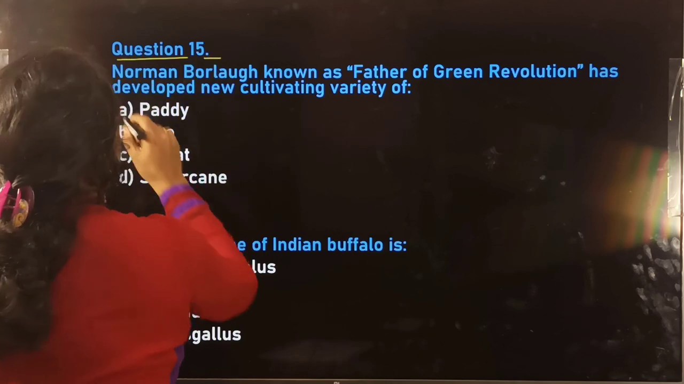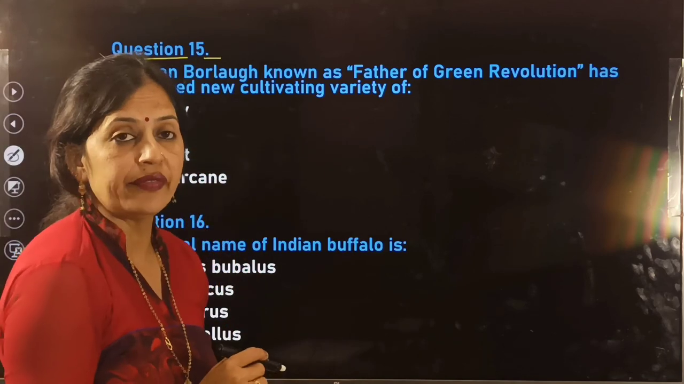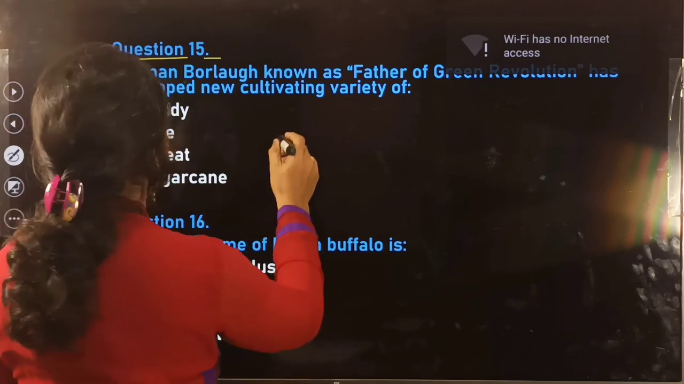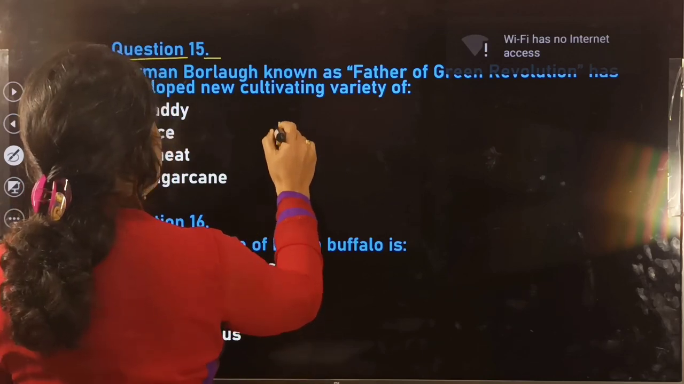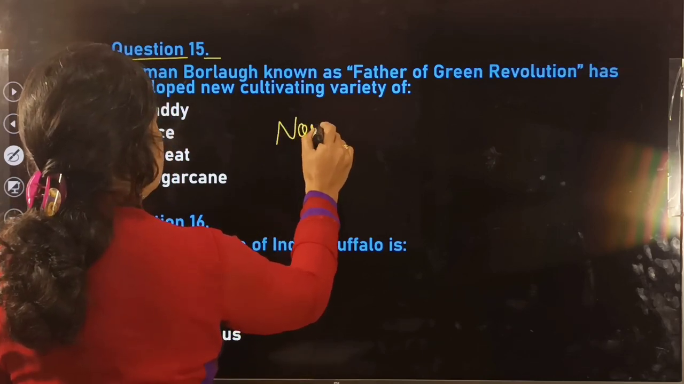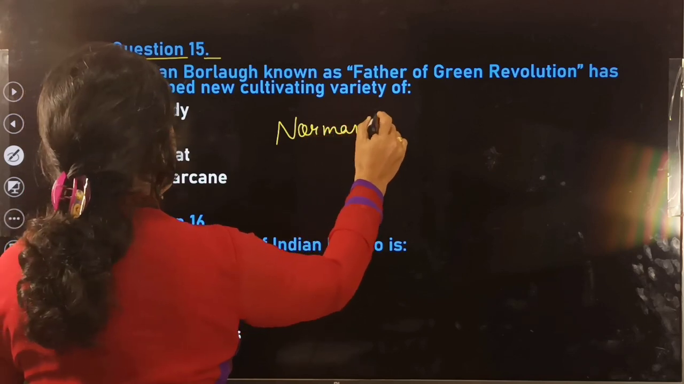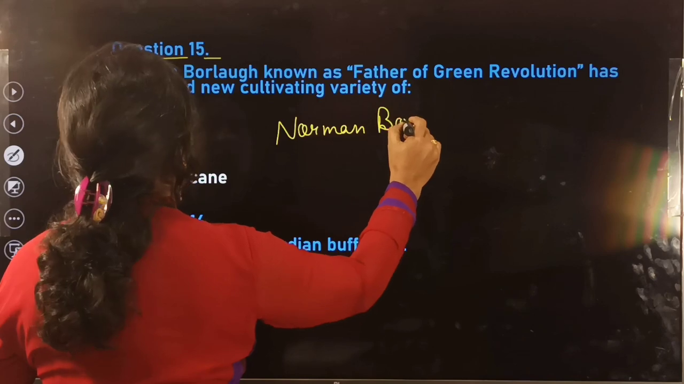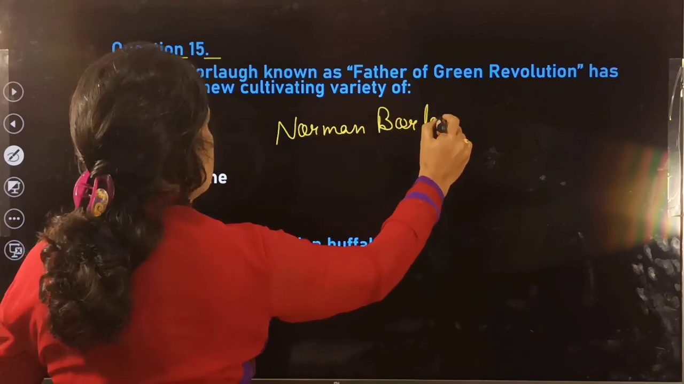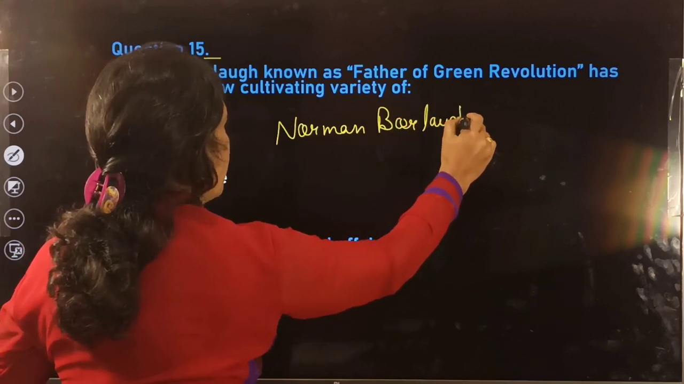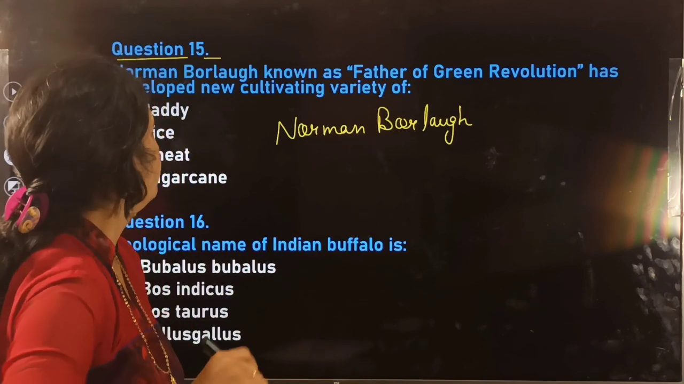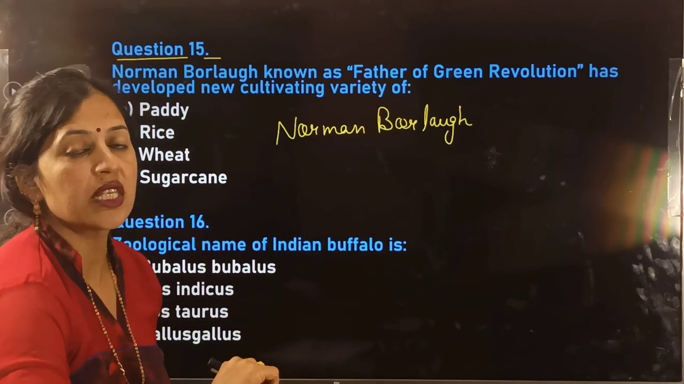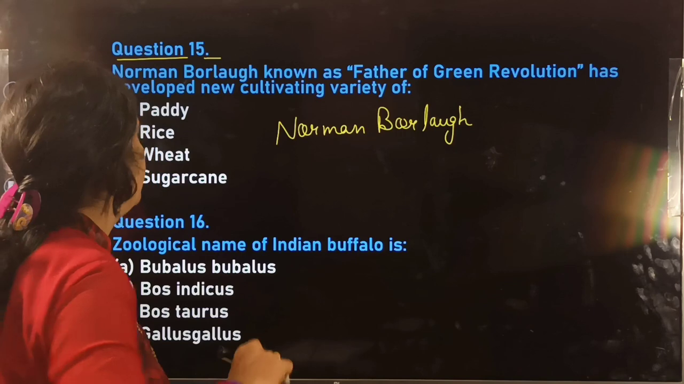Question number 15 is, who is known as the father of the Green Revolution? That is Norman Borlaug, known as the father of the Green Revolution.